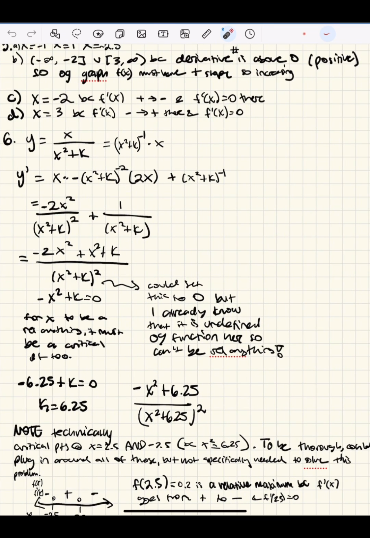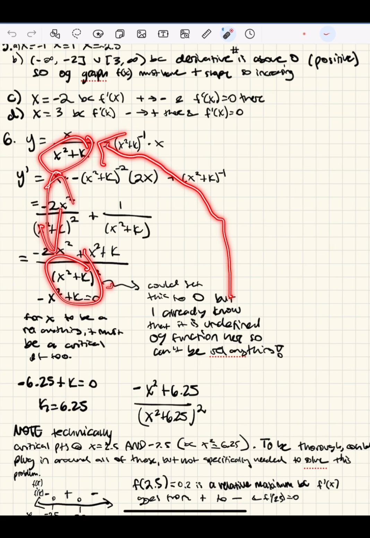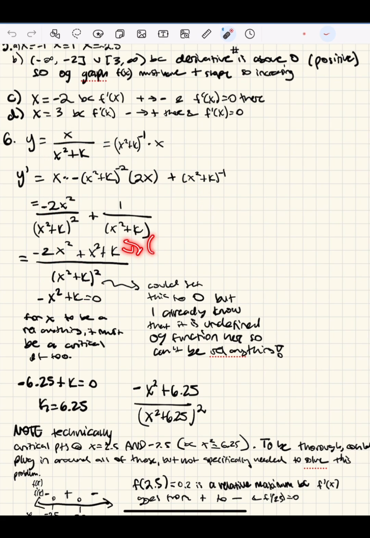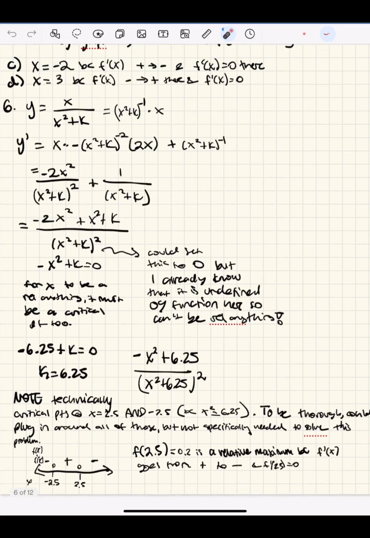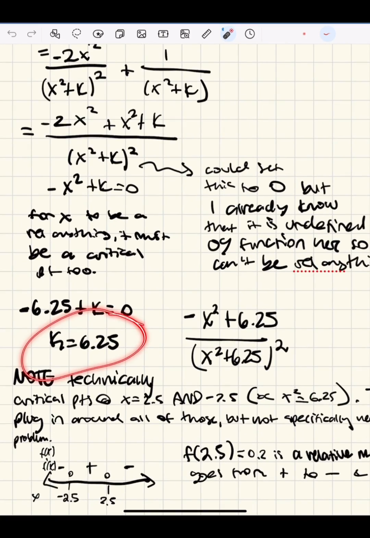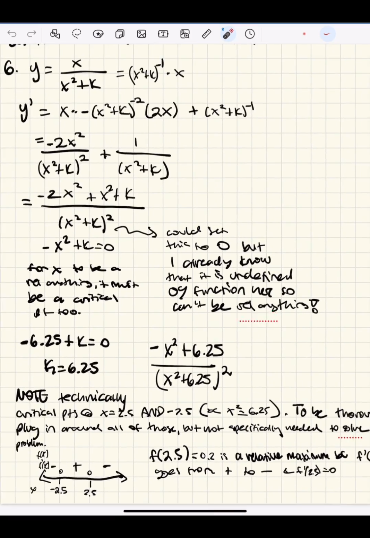Now note also, I wrote that I could set this equal to 0 to find the undefined one, because remember, setting the denominator equal to 0 will of course get the undefined values, but I already know that it's undefined on the original function. I already know that it's a vertical asymptote because it was like this originally, right? We see this here and we see this here. So even though setting the numerator equal to 0 gets you where f prime x is 0, this one gets you where f prime x is undefined, which can also be valuable information, except we do actually already know that. So you get that this is the value for k.